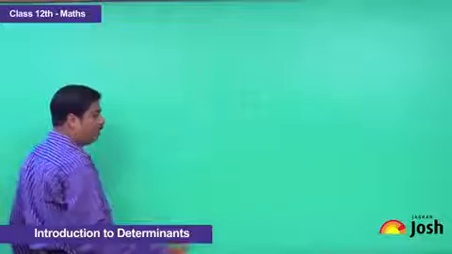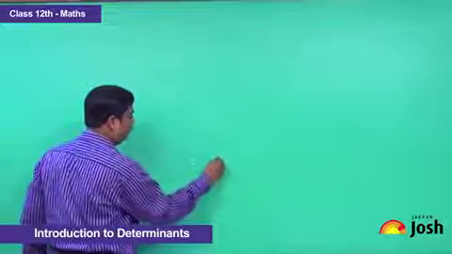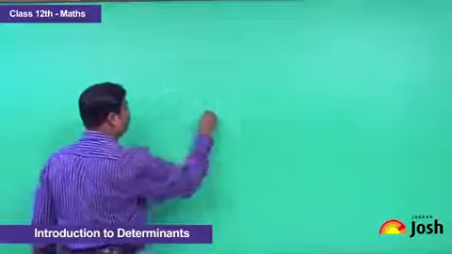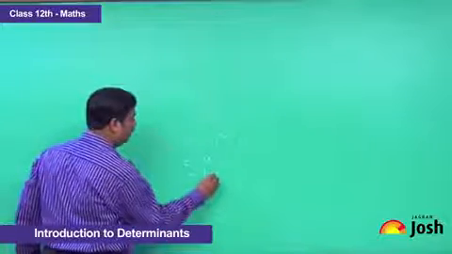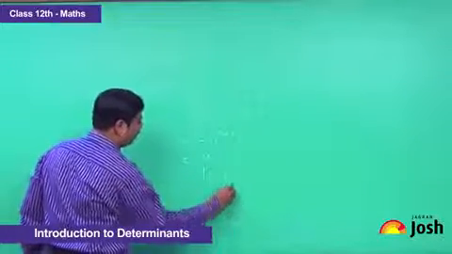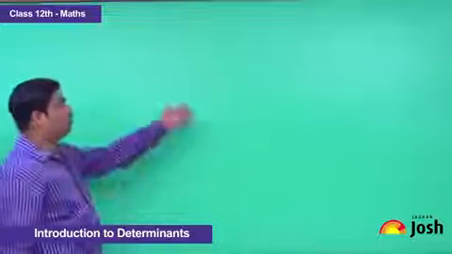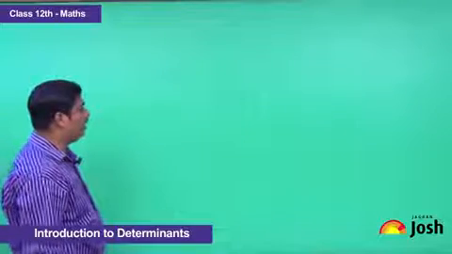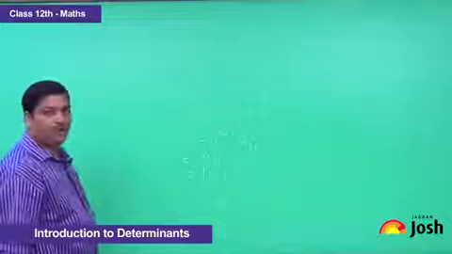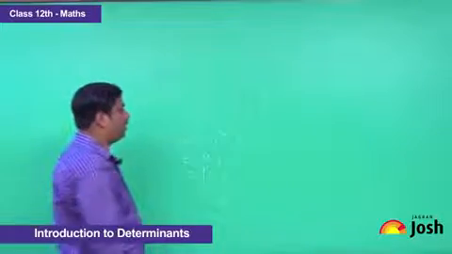Minus 1 to the power 4 is positive, so it is simply M31, which is obtained by deleting one row and one column going through it. So this comes out to be minus 48. Similarly, we can find the cofactor of any of the elements of this matrix. Now we define the determinant value of a 3 cross 3 matrix.